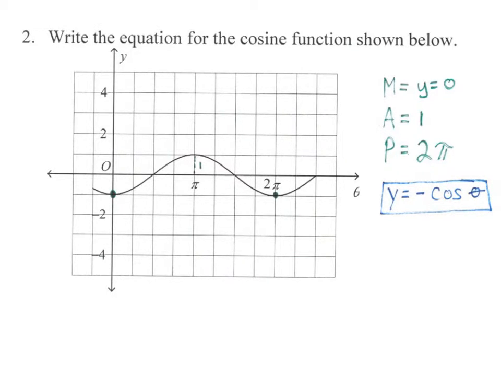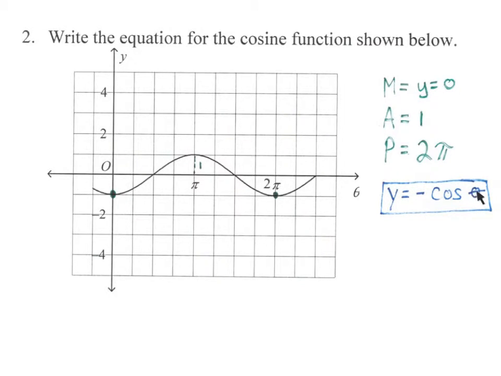We know a cosine looks like this, but this cosine starts at the bottom. Normally cosine starts up here. So when it starts at the bottom, it's going to be a negative a value. My a value is 1, so it's negative 1. Cosine. There's no k, so there's no number added at the end.